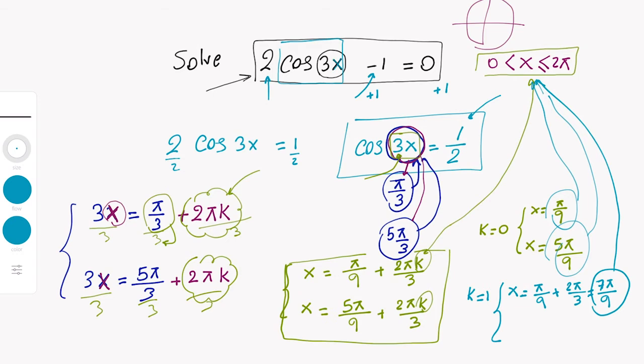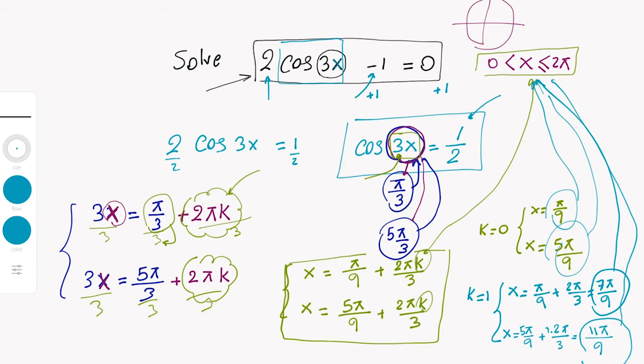We do the same thing for the second set: x equal to 5 pi over 9 plus 2 pi over 3. If you find the common denominator, which is 9, 5 plus 6, since you multiply by 3, we get 11 pi over 9. So this one also works. 11 pi over 9 is less than 2 pi.